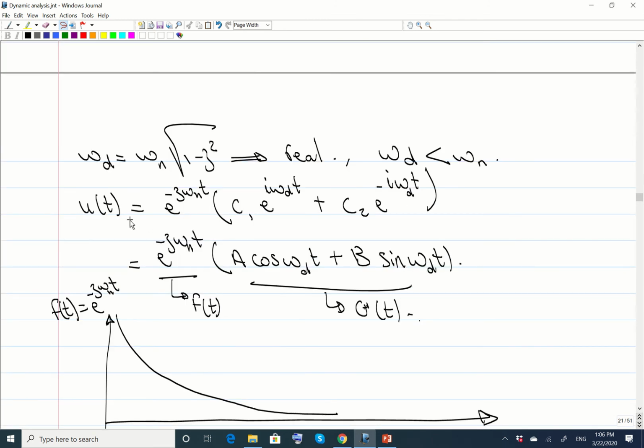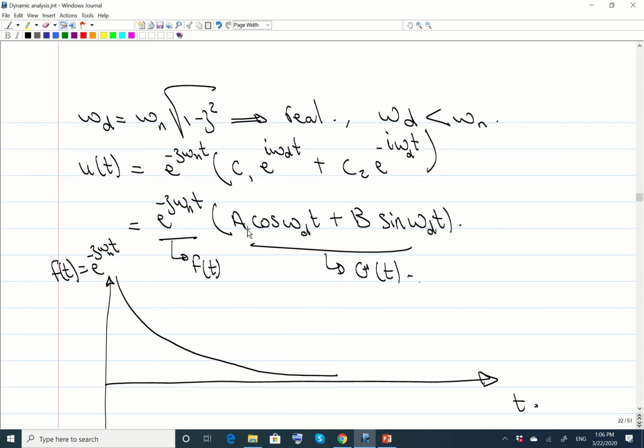This is the function that we have. u of t is e power negative zeta omega n t multiplied by a cosine omega d t plus b sine omega d t. How much are a and b? You would say, okay, we found a and b. A is going to be u naught, the initial displacement, and b is going to be u dot naught divided by omega n, as we found for the undamped equation of motion.